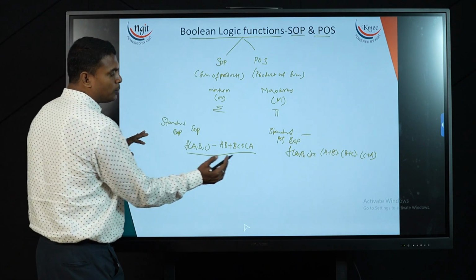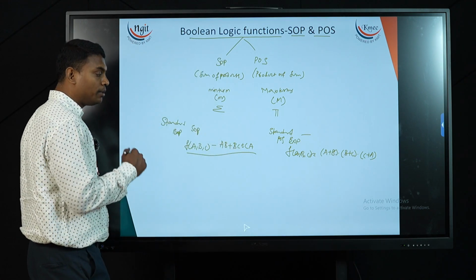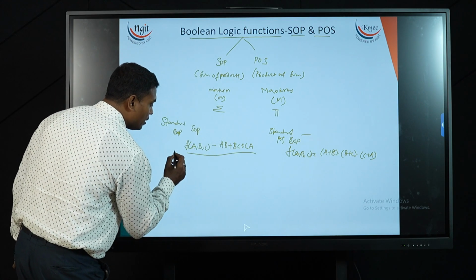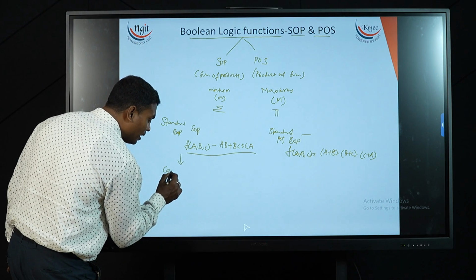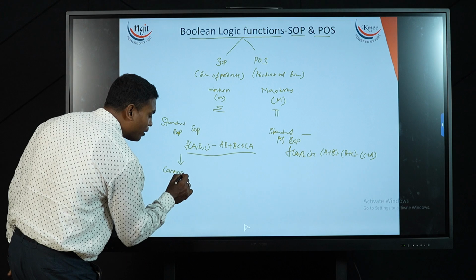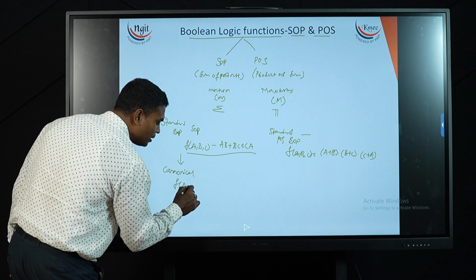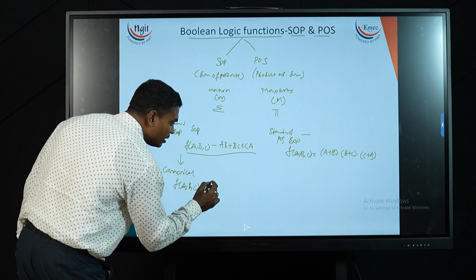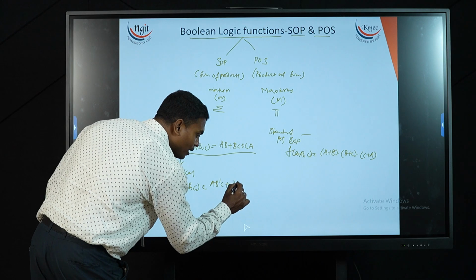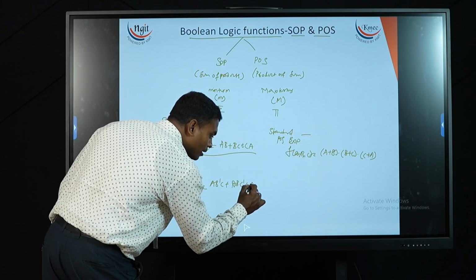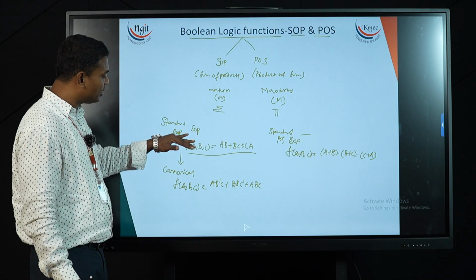Now these standard expressions contain some product terms, or some sum terms. This standard expression can be represented in canonical form. What do you mean by canonical form? I will write the expression so that you will understand. F of a, b, c is equal to ab'c plus abc' plus abc. This is called the canonical form, the earlier one is standard form.